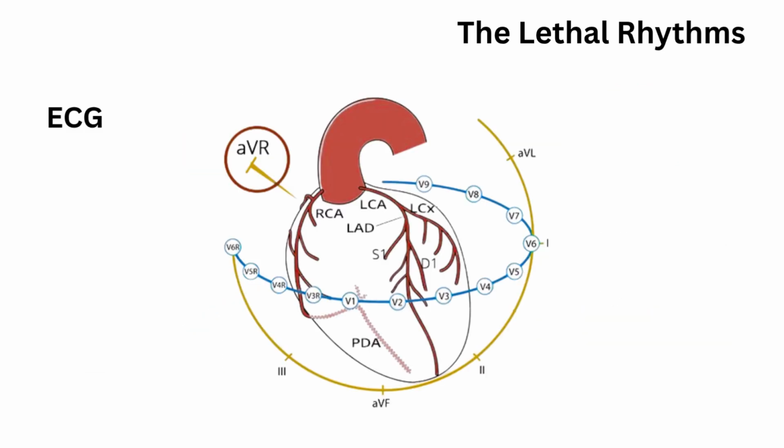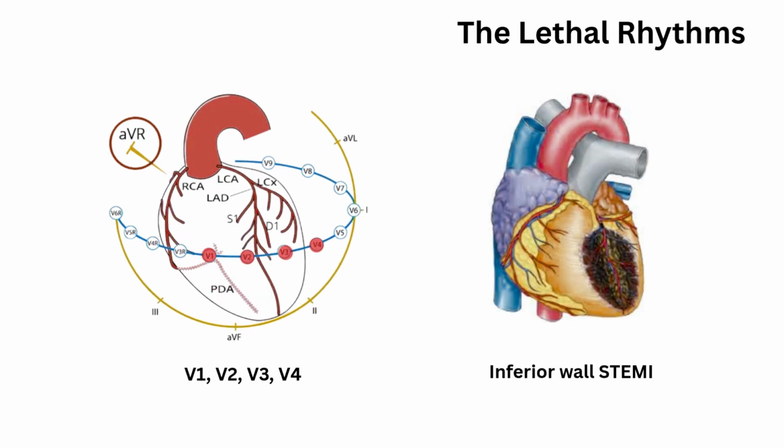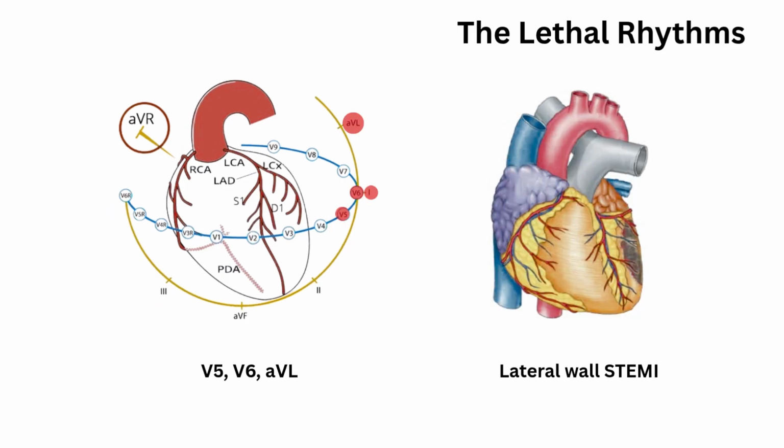Now, because the 12-lead ECG acts like different camera angles pointing at the heart, memorizing these specific lead groupings is really the only way you'll know exactly which part of the heart is suffering. Step 1. Check leads 2, 3, and aVF for an inferior wall STEMI. Step 2, look at leads V2 through V4 for an anterior wall STEMI. And step 3, check leads 1, aVL, V5, and V6 to spot a lateral wall STEMI.